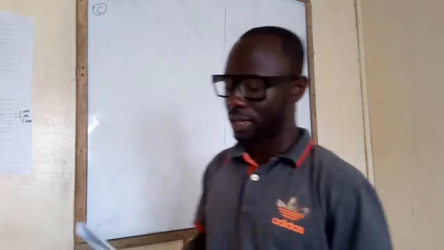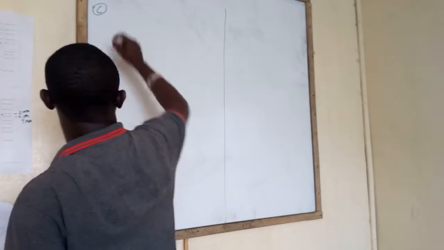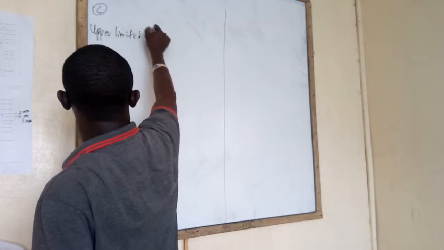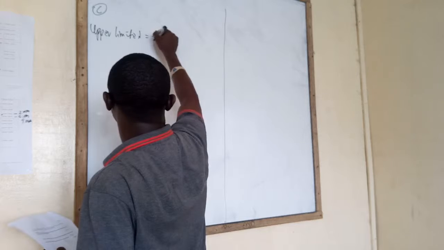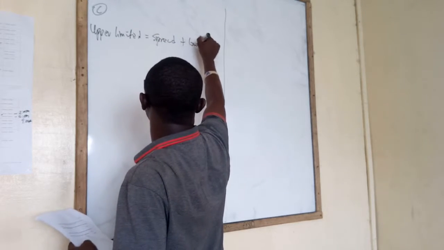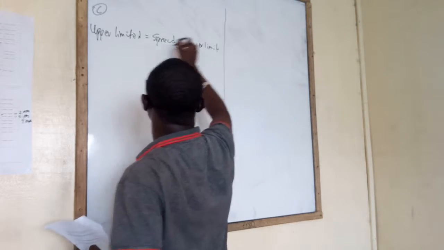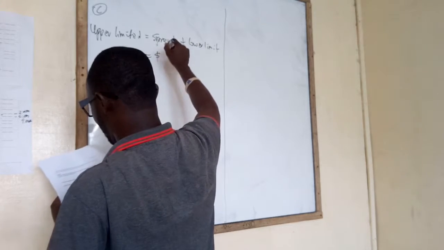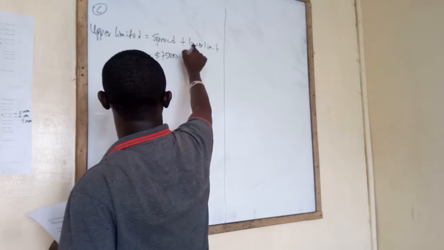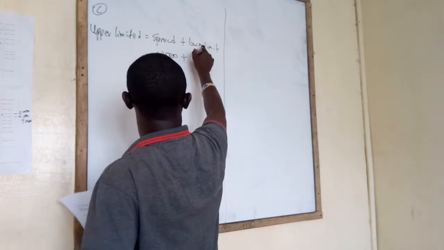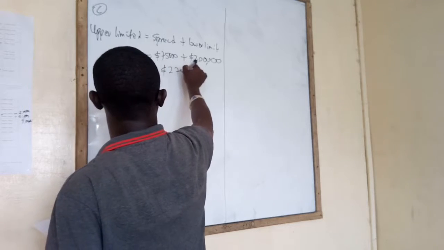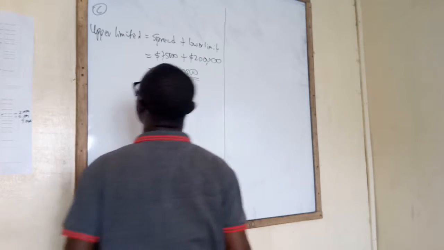How do we calculate the upper limit? Spread plus the lower limit. What is the spread? 75,000 plus 200,000. What do I have? 275,000.